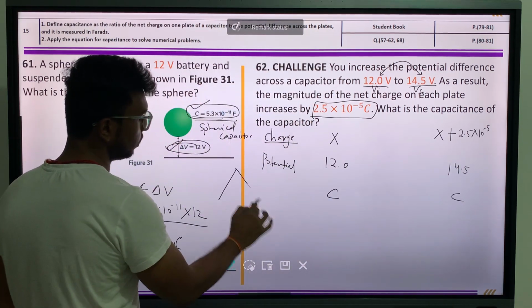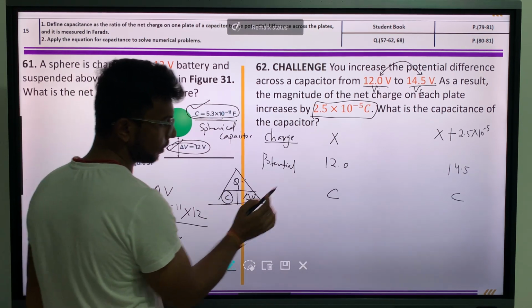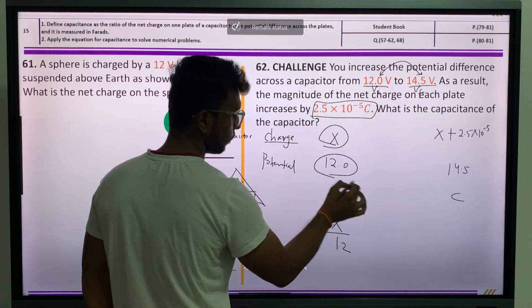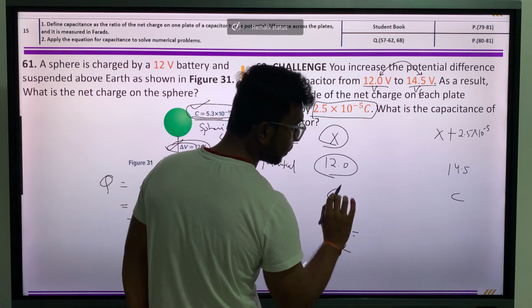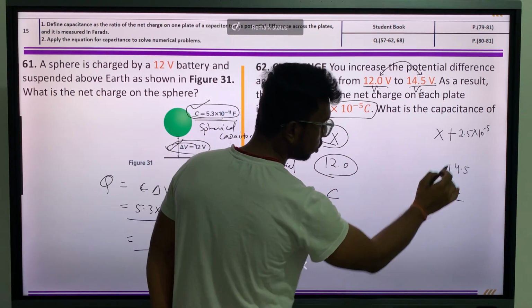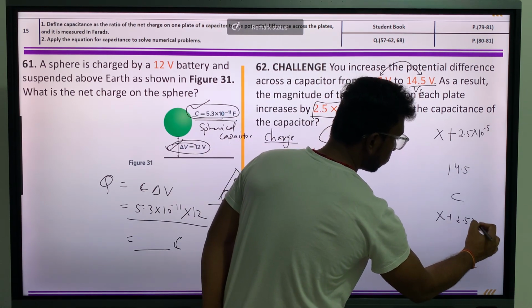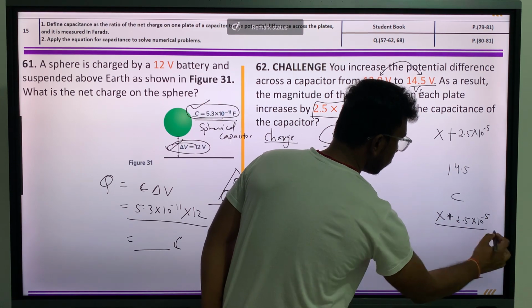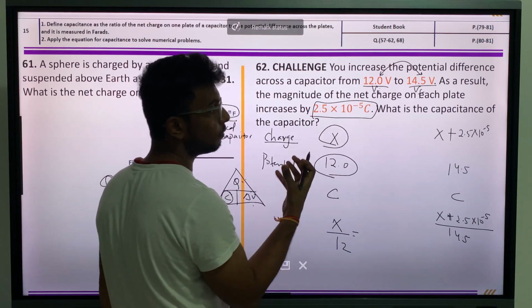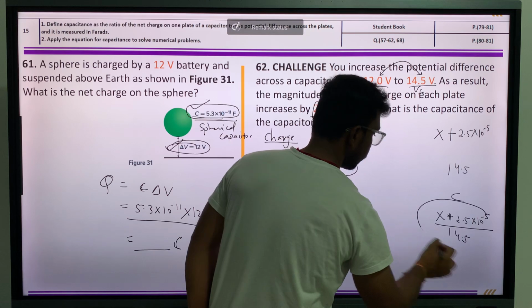If you look at the expression, capacitance is given by Q by V. So that means X by 12 here, because charge is X, potential is 12. So X by 12 is the capacitance. Because it's the same device, obviously the capacitance here would also be the same. So here also I find the capacitance, that is X plus 2.5 times 10 to the power minus 5 over 14.5. Because this is the capacitance, and this is also the capacitance, and we are talking about the same device, just equate them. That means this should be equal to this.